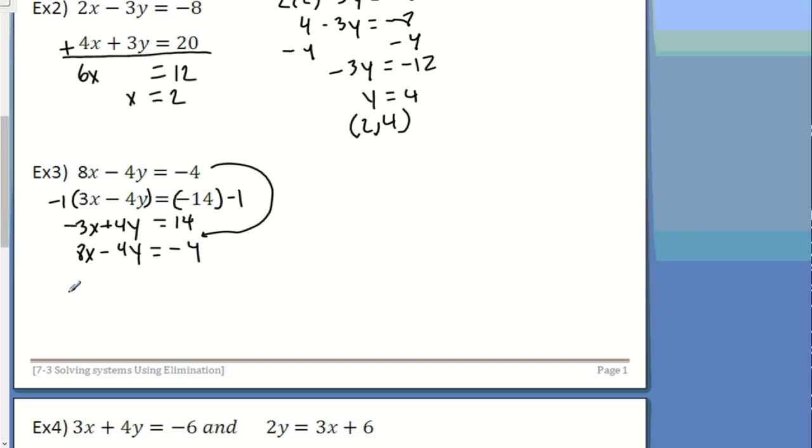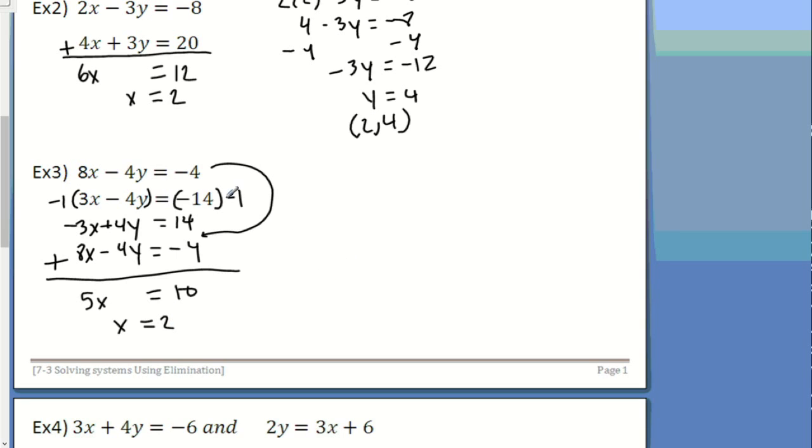Now, why did I multiply it by a negative 1? Look at this for a minute and tell me, can you figure out why I multiplied it by a negative 1? Hopefully, what you'll notice now is that these are going to make 0. Now these are opposites of each other, and they're going to make 0. So I get negative 3x plus 8x, which is 5x. 4y plus a negative 4y makes 0, so they're gone. And I get 10 here, so x is 2.